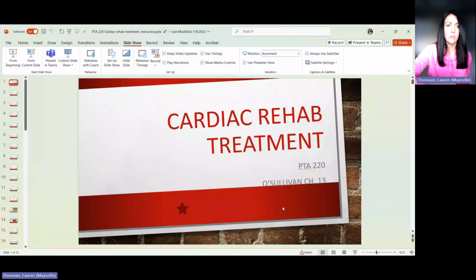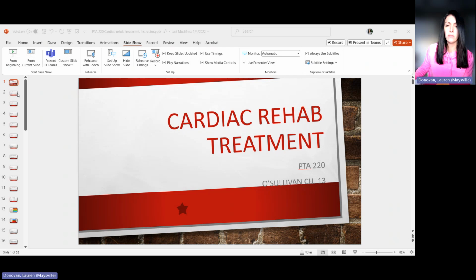Okay, so our next lecture content is going to be on cardiac rehab. And I'm going to go ahead and share my PowerPoint. We're primarily going to be in the O'Sullivan textbook, as well as the Score Builders textbook. So just a little bit about cardiac rehab in general.